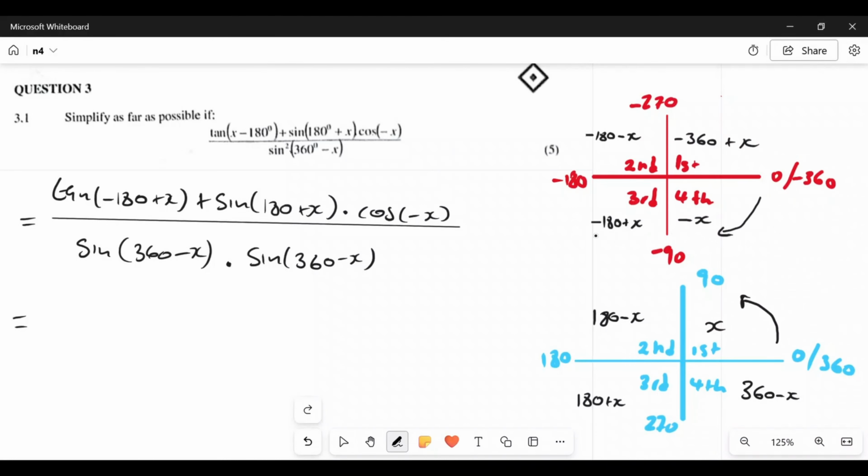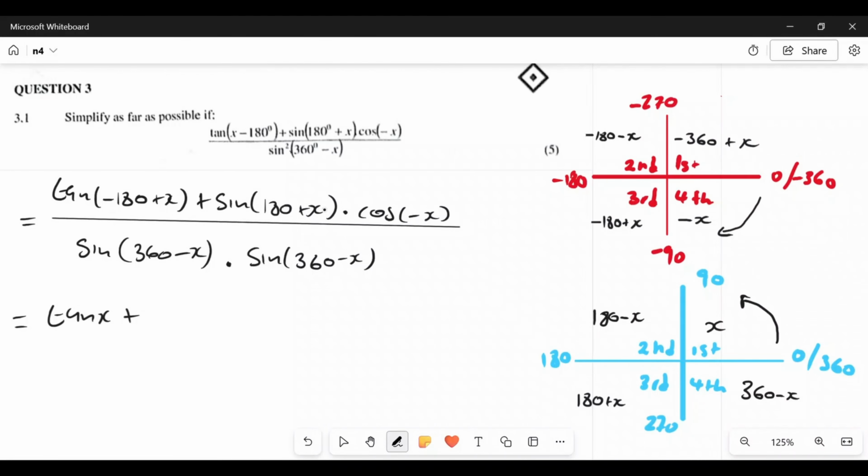So negative 180 plus x is actually in the third quadrant. So in the third quadrant, is tan positive or negative? We know that tan is going to be positive. So we're going to write tan x. There we go. Plus, now we move to the other trigonometric ratio, which is sine 180 plus x.